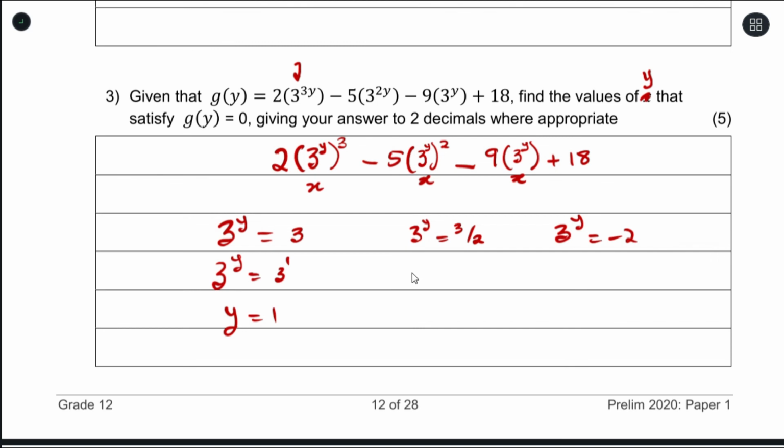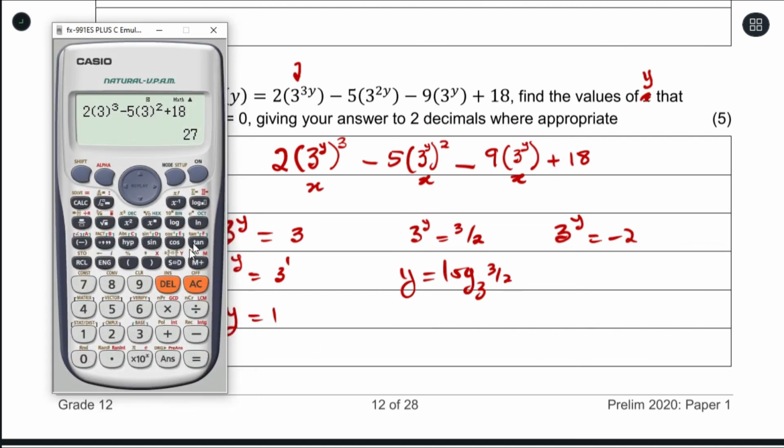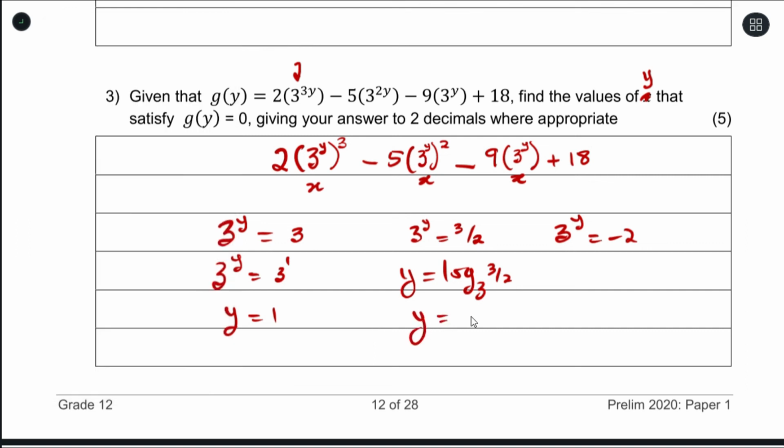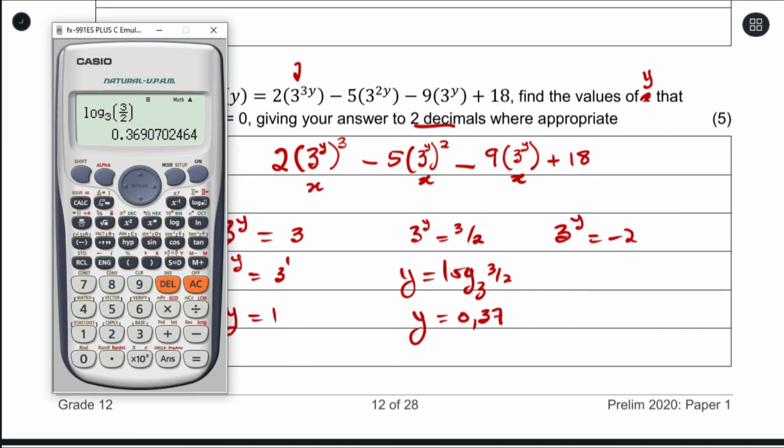And this one here, we have to use logs. So y is equal to the log of 3 over 2, base 3. Let's put this in our calculator. Log, not that log. This log, there we go, 3 over 2, as you can see, is 0.37. So y is equal to 0.37. They want it in two decimal places, I think. Yeah, two decimal places, 0.37. Is that right? Yeah, that is 0.37.